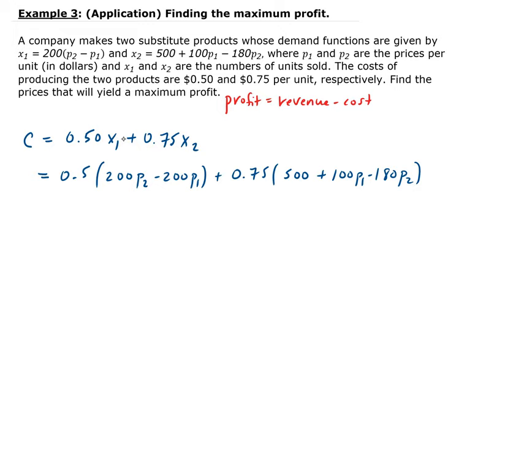Now let's simplify this. We distribute 1/2, which gives us 100 P2 minus 100 P1. Then we distribute 0.75, which gives us plus 375 plus 75 P1 minus 135 P2. That is the cost function, and we can combine like terms here. So we get 375 minus 25 P1 minus 35 P2. That's our cost function.